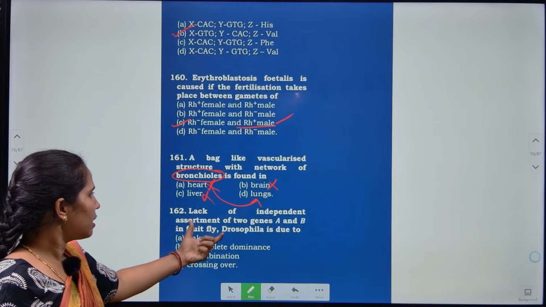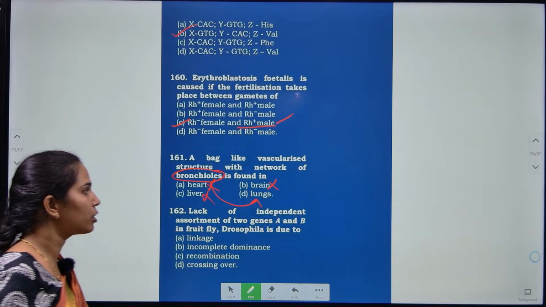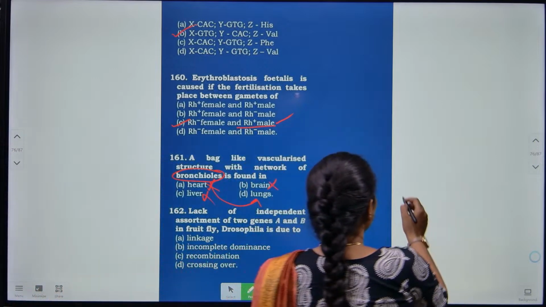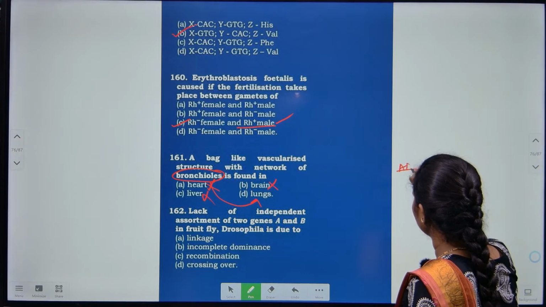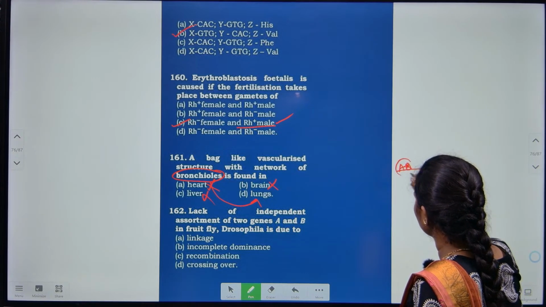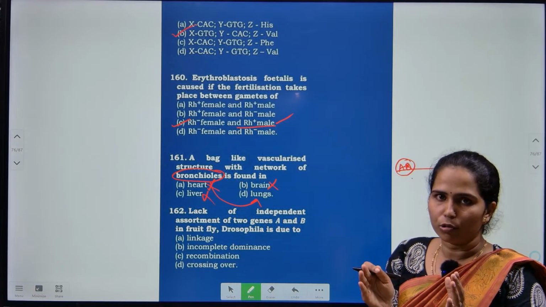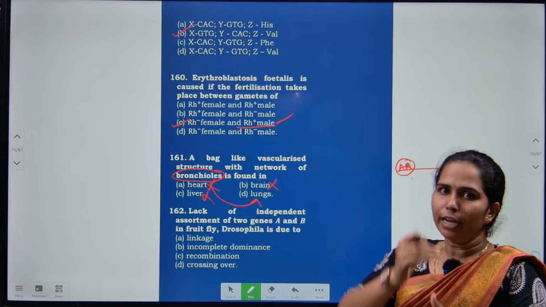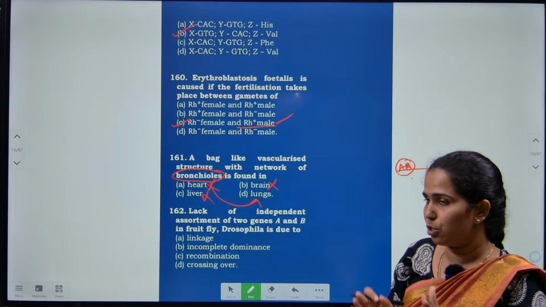Lack of independent assortment of two genes A and B in a fruit fly Drosophila is due to. Okay, so here it is when the two genes are present on the chromosomes, then they are going to be present on the same loci and they are associated closely. When they are associated closely, then they are going to inherit to the next generation here, and that is due to the linkage. We call it as linkage.